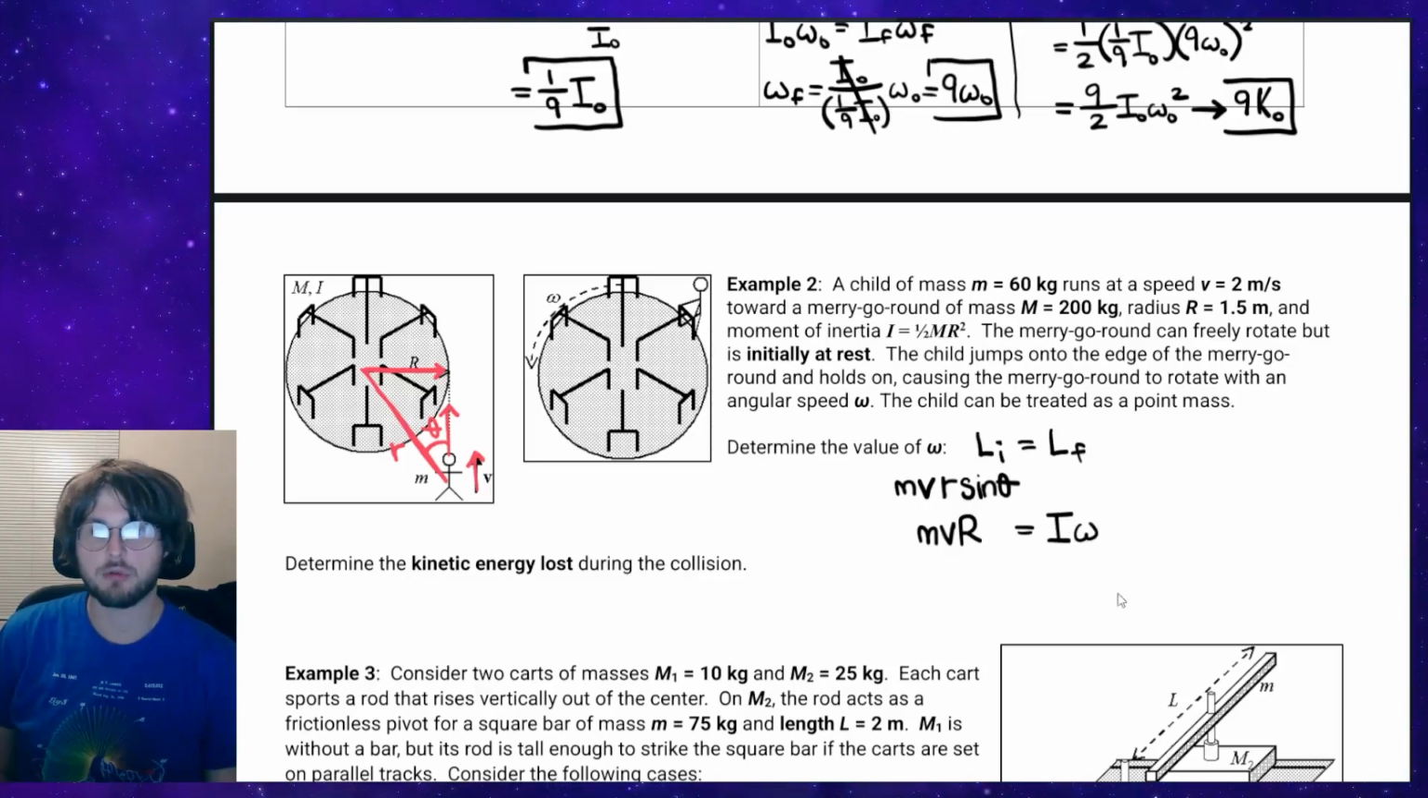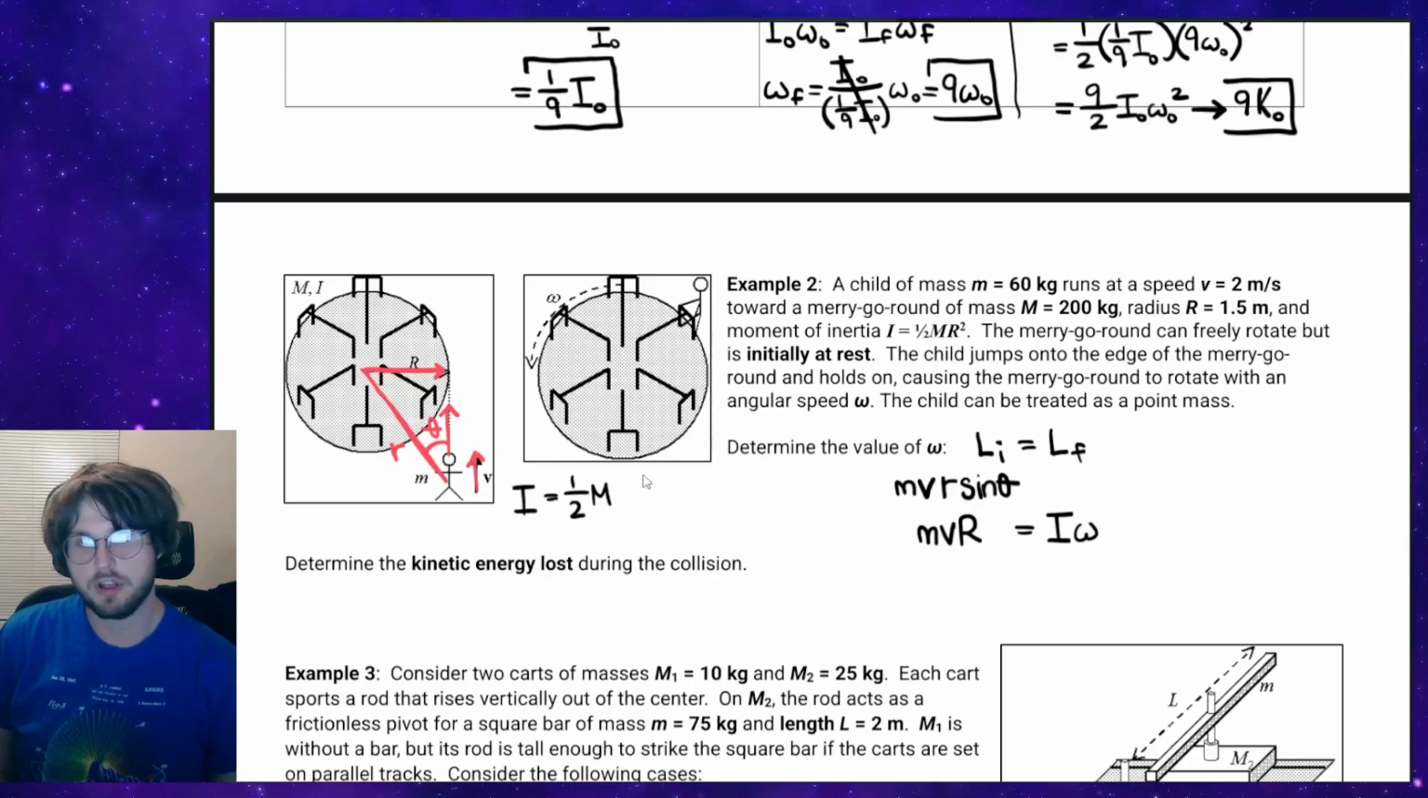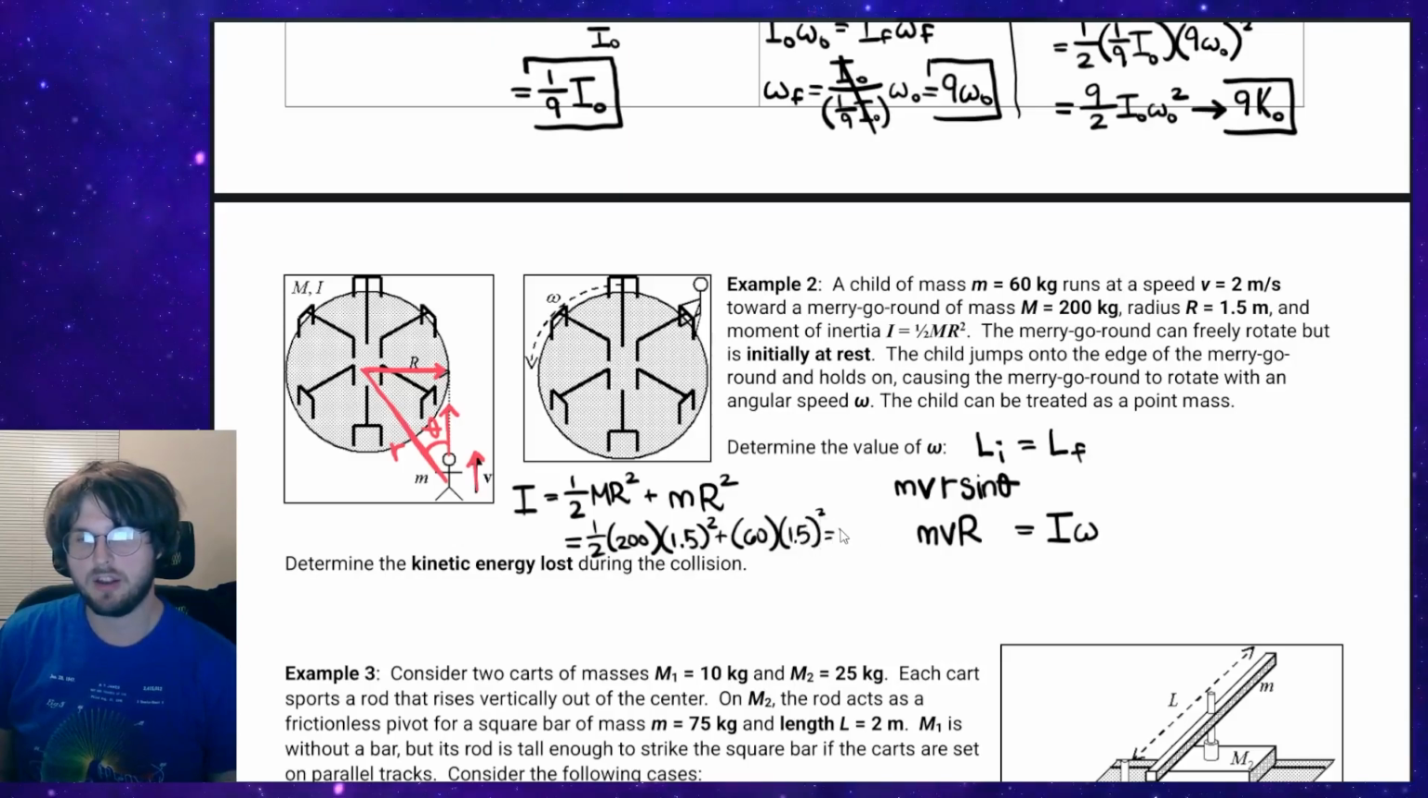Now we need to figure out what that final rotational inertia is. So over here, our inertia is going to be comprised of the merry-go-round itself, so 1/2 M times R squared. And then we're also going to have that point mass, the child that's jumped onto the merry-go-round. So that will be little m times big R squared. Now, if you plug in your values to solve for that, it's going to be 1/2 times big M, 200, times the radius, 1.5 squared, plus the mass of the child, 60 times 1.5 squared again. And what you'll get is about 360 for your rotational inertia. I would write the units there, but a little tight on space.